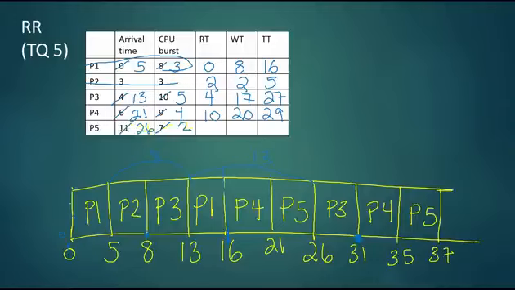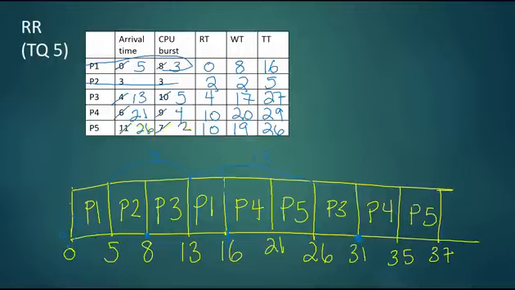And P5 arrived at time 11 and eventually got to the CPU at time 21, so waited 10 time units. Again, response time is a one-time measure. P5 finished at time 37, so the turnaround time is 26. And the total time that P5 waited was the first 10 time units, and then P5 had to wait again 9 more time units. So if you take these numbers and add them up and divide by 5, you will get the averages.